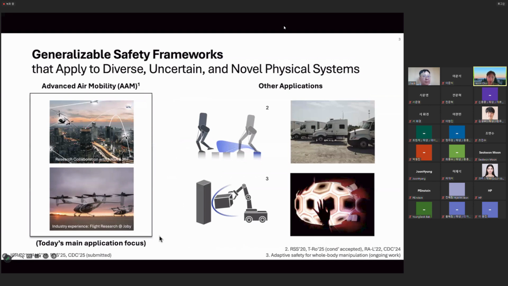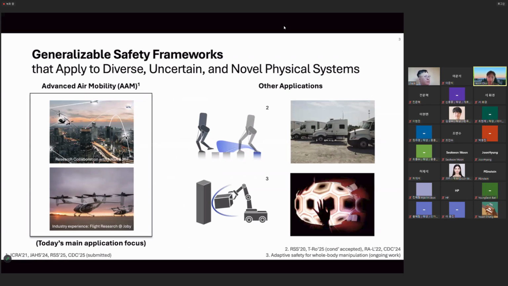More specifically, I aimed to develop generalizable safety frameworks that apply across various domains like robotics, including autonomous trucks, legged robots, and manipulators, and also aviation autonomy, including autonomous aerial vehicles. In today's talk, I would like to mainly focus on some of my work on applications for air mobility systems, or aviation autonomy, mainly because these were the most serious applications I investigated, through collaboration with NASA, MIT, and Joby Aviation, one of the leading air taxi companies in Silicon Valley.